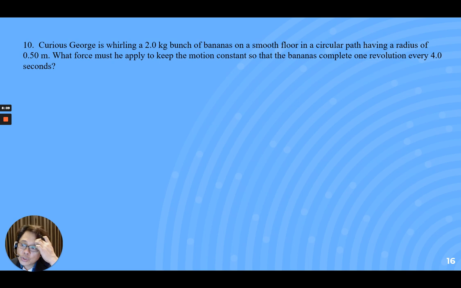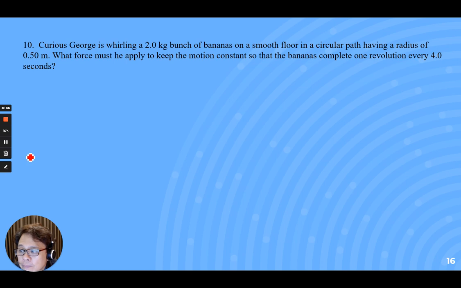Number 10, Curious George is swirling a 2.0 kilogram bunch of bananas on a smooth floor in a circular path having a radius of 0.5 meters. What force must he apply to keep the motion constant so that the bananas complete only one revolution every 4.0 seconds? So we are given here the omega.